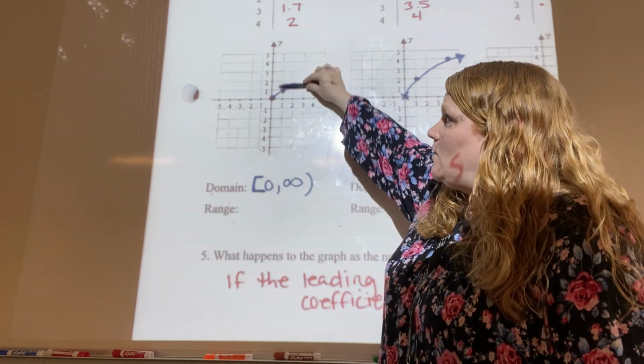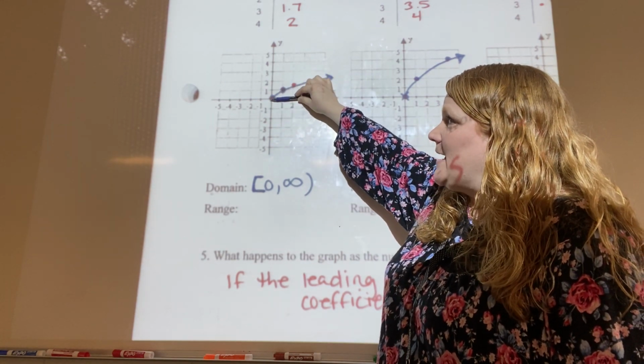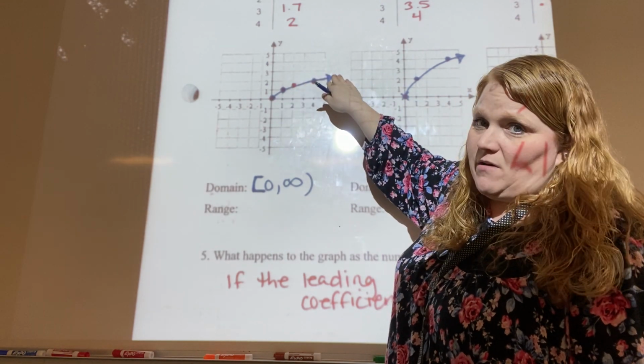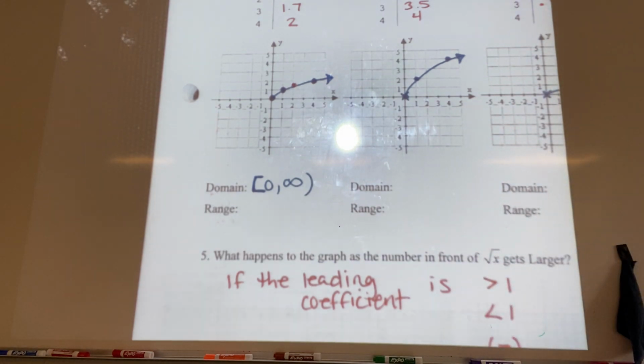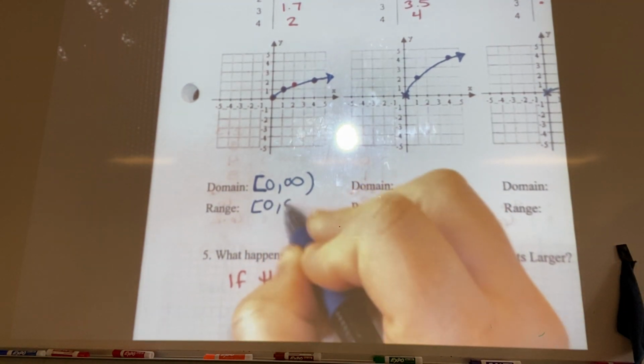The range, how low can my graph go? 0. How high can it go? It looks like it stops here, but remember we're restricted to our paper. So it really goes to infinity. So that would be 0 to infinity.